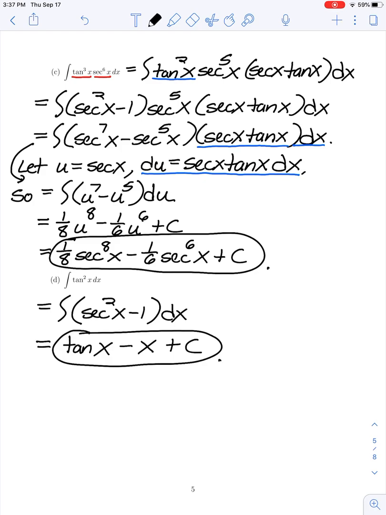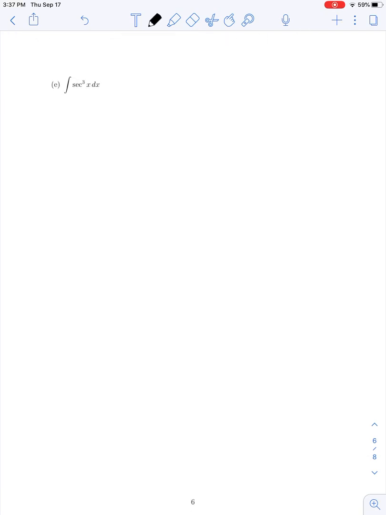All right. So let's consider another example, working with that third case of powers of secant and tangent x. So in part E, we have the integral of secant x cubed dx. So we recognize this immediately as a trig integral. It's involving powers of secant and tangent x. And we have to consider which of the three cases we're working with.